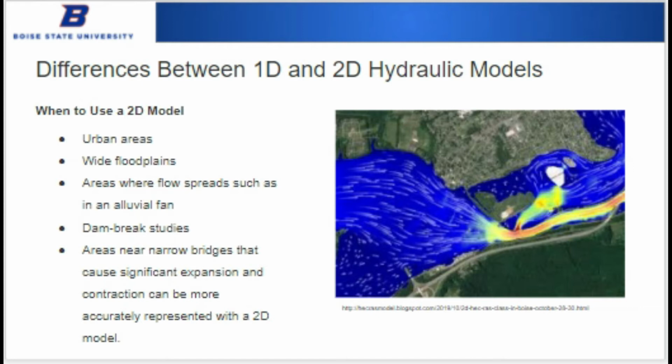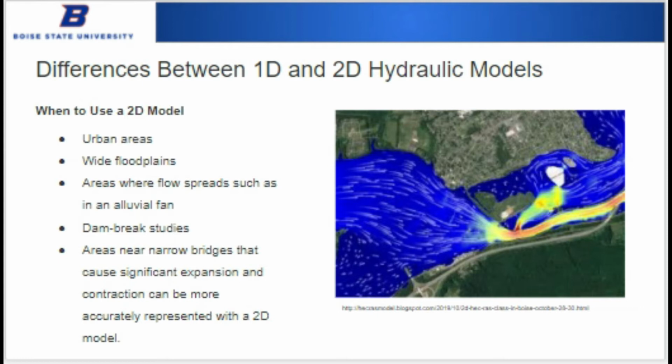So there's the outline of part of the Boise River and then the flood escaping from the river because it's so substantial. We also use a 2D model in wide floodplains, an area where flow spreads, such as an alluvial fan, which you might have learned about in geomorphology, in dam break studies, which is my research, and then areas where there's narrow bridges. So we could think of maybe the Friendship Bridge on campus, because that can cause significant expansion and contraction. And so we can represent it more accurately with a 2D model, so it's worth taking the extra time.